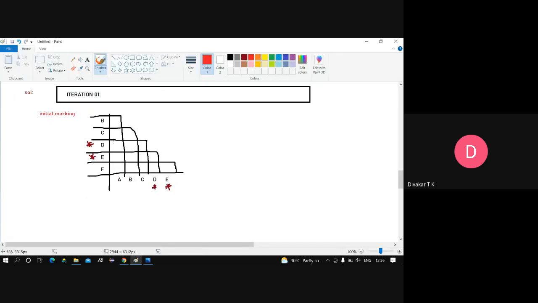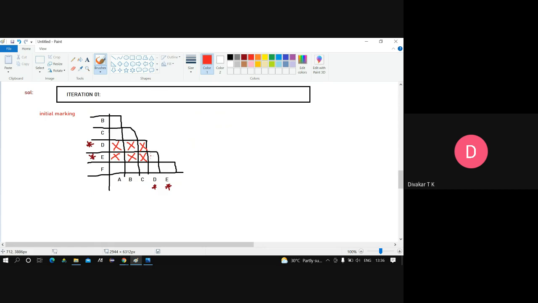So see, A, B we should not mark because both are non-final states. A, C we should not mark. A, D, yes, we are supposed to mark it. Again, A, E we are supposed to mark it. Now A, F we should not mark. B, C, no. B, D we should mark. B, E we are supposed to mark it. Again, C, D mark, C, E mark, C, F no marking.